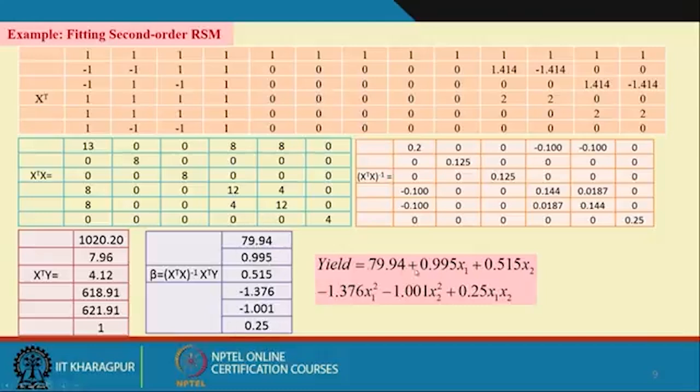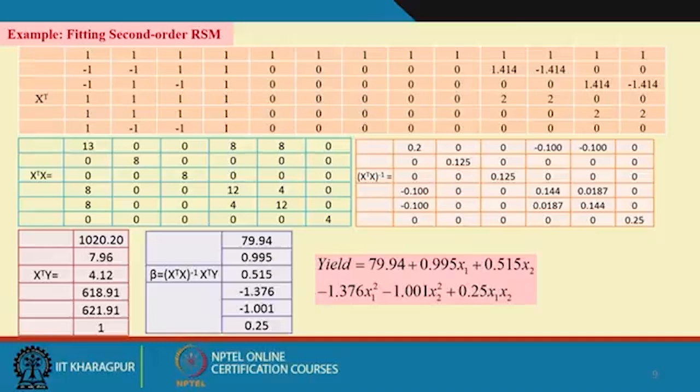So, intercept is 79.94, x 1 with 0.995, x 2 with 0.515, then x 1 square minus 1.376, x 2 square minus 1.001, and x 1 x 2 with 0.025. What do we mean? These are the beta estimates. We write beta 0 plus beta 1 x 1. So, beta 1 is 0.995, beta 2 is 0.515, beta 11 is minus 1.376, beta 22 is minus 1.001, and beta 12 is 0.025. So, this is your fitted regression model.